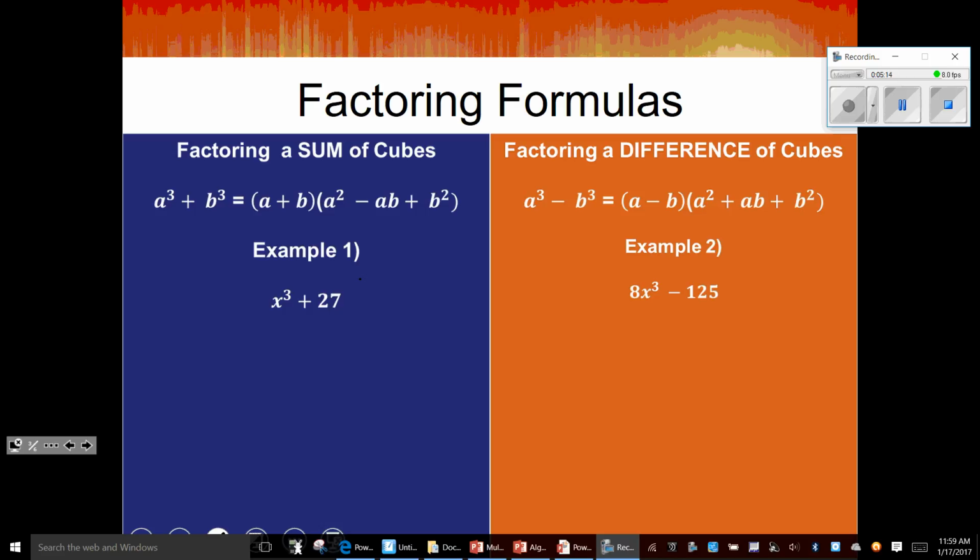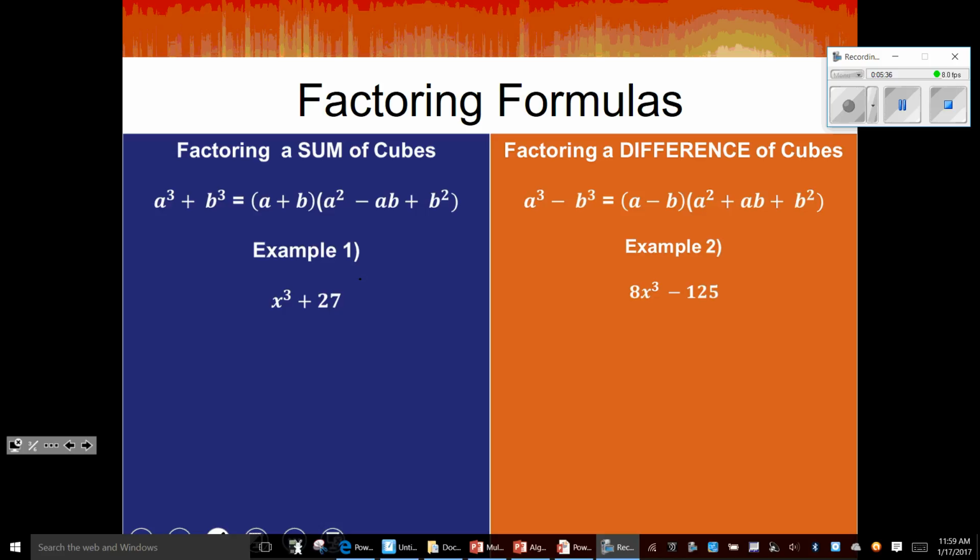This is how I remember our formulas. If it's a sum, if it's adding, then my first factor is going to be adding. It's going to follow the problem. And then it switches signs here. I always say plus, plus, minus, plus, plus, minus. If it starts with a plus, it's going to start with a plus here and then flip.